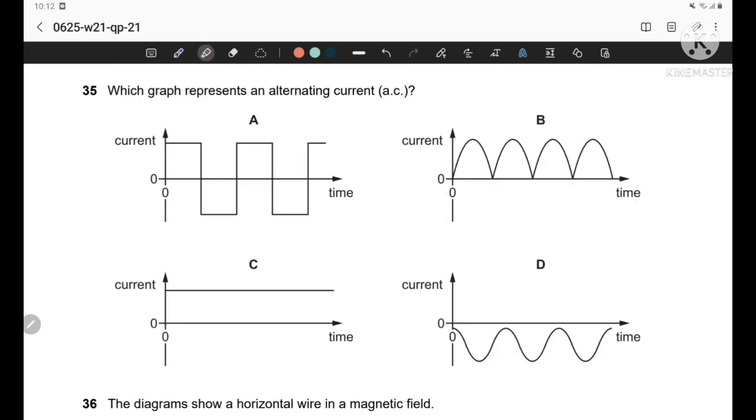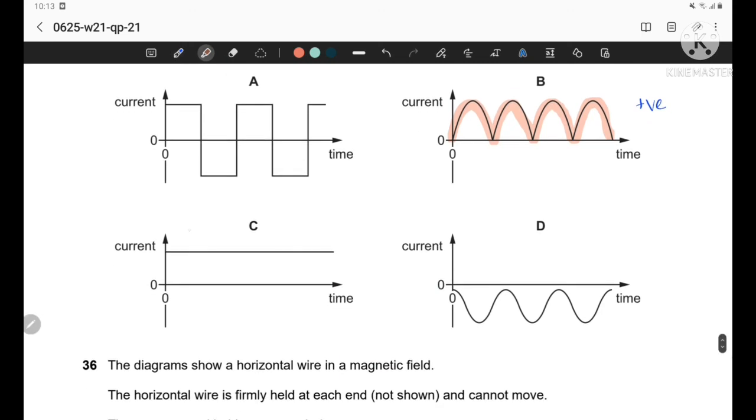Question 35. Which graph represents an alternating current? So, an alternating current is a current which has both positive and negative values, which keep alternating. In option B, we can see that even though the values of the current are changing, all the values of the current are in the positive cycle. So there are only positive values, which means it is not AC but a fluctuating DC.